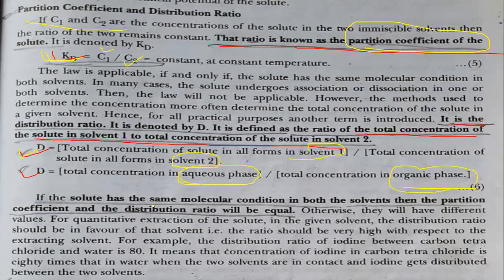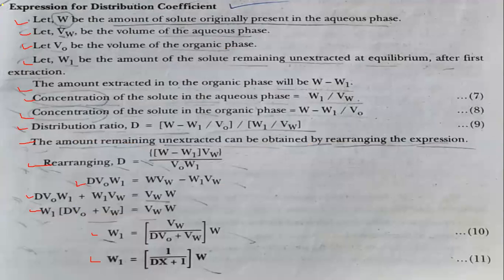If the solute has the same molecular condition in both the solvents, in that case only can we say partition coefficient and distribution ratio are equal. But if the molecular conditions do not remain the same, then the term we define here is the distribution ratio. Now we are going to see the expression for the distribution coefficient.